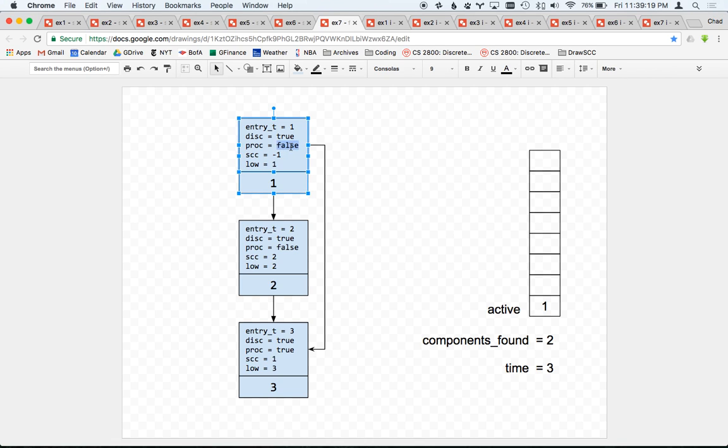which means we process vertex 1 late. We ask, is low of 1 equal to 1? And yes, it is. So we increment the strongly connected components counter. We pop vertex 1 off the active stack, set this equal to 1 for a strongly connected component, and finish the algorithm by marking it as processed. We had 3 different strongly connected components in this case. All vertices 1, 2, and 3 were their own separate strongly connected components.